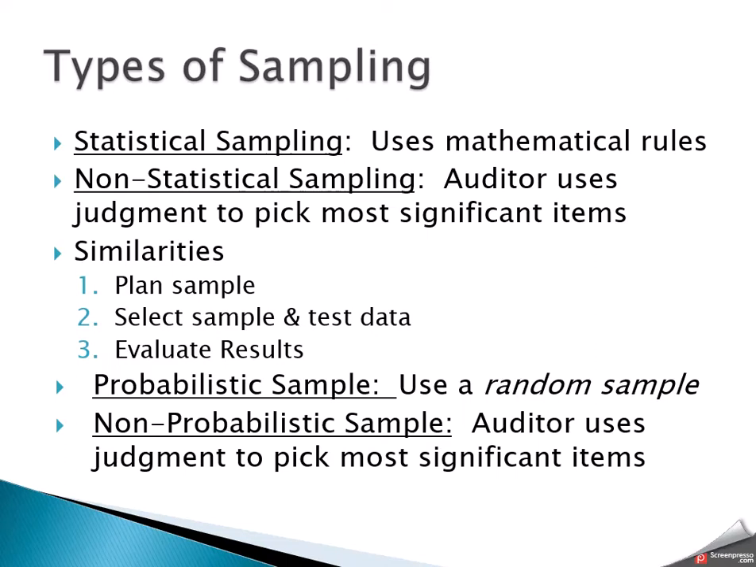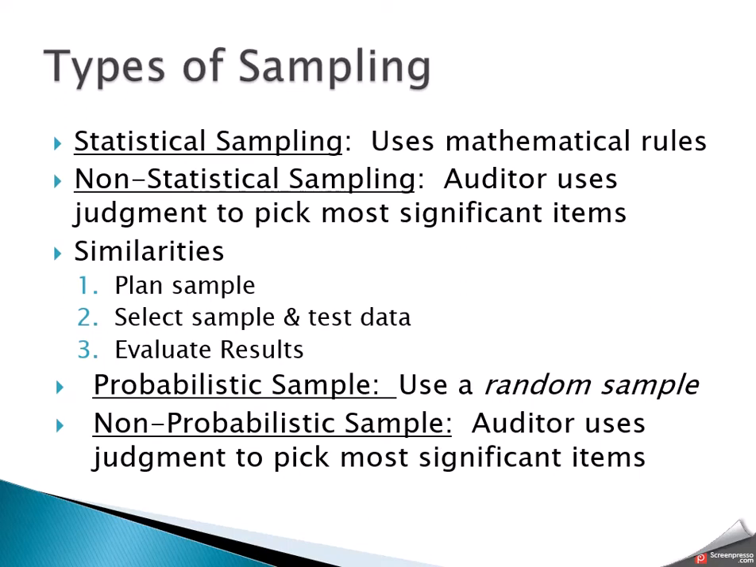The types of sampling that auditors can do include statistical sampling. That's using more mathematical rules, that maybe have certain dollar amount criteria, or that target vendors that have more transactions, or customers that have higher accounts receivable balances. So there can be different mathematical things that we can apply to the sampling, so that we're testing some of those more significant areas.